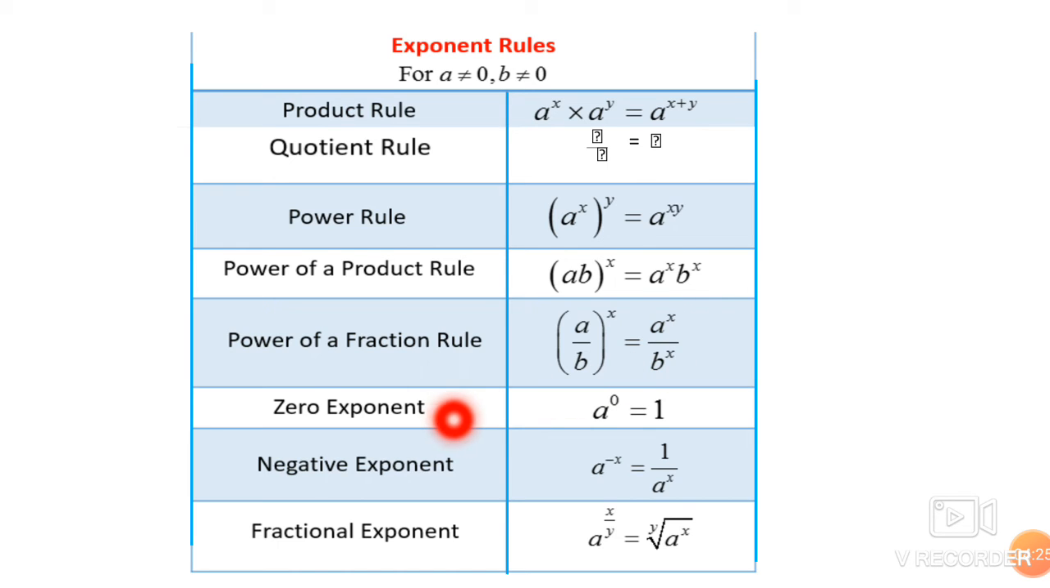0 exponent we have learned before, if we have 0 as exponent, the answer is equals to 1. Negative exponent we have learned before, if we have negative exponent, it can be written as a positive exponent simply by reciprocating it. Then fractional exponent, we have seen it before.